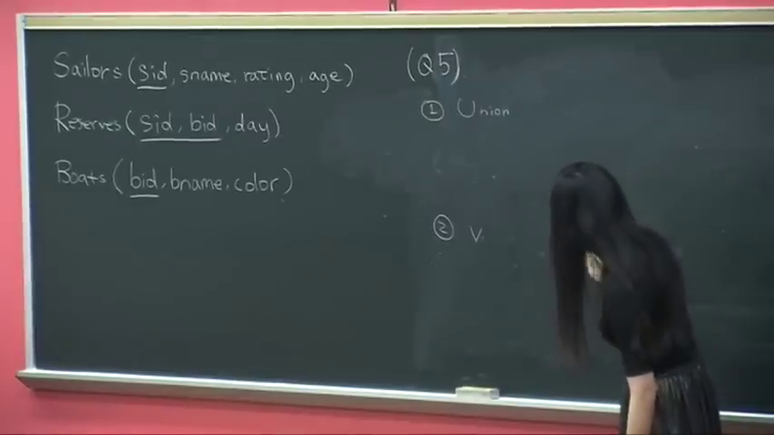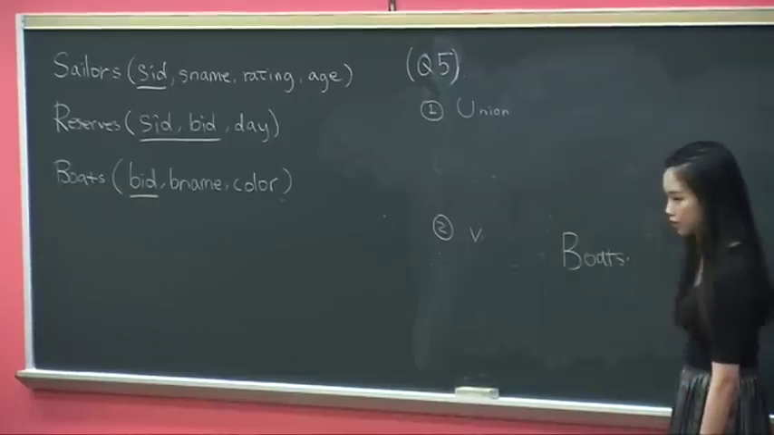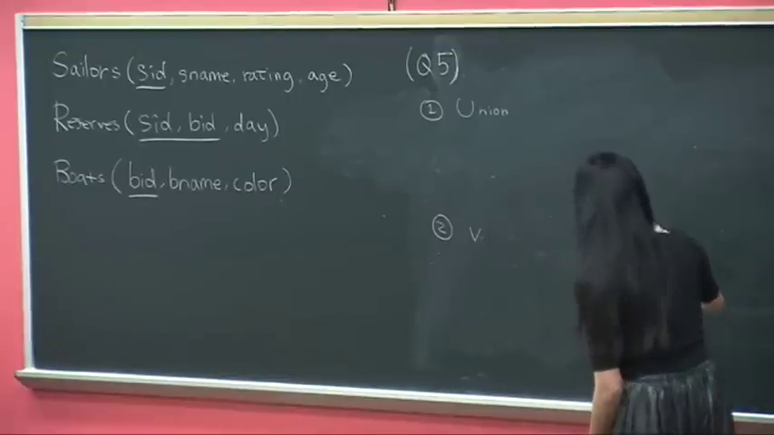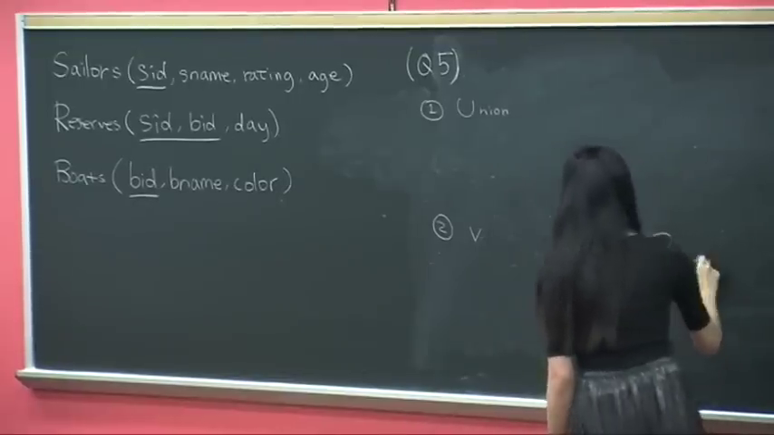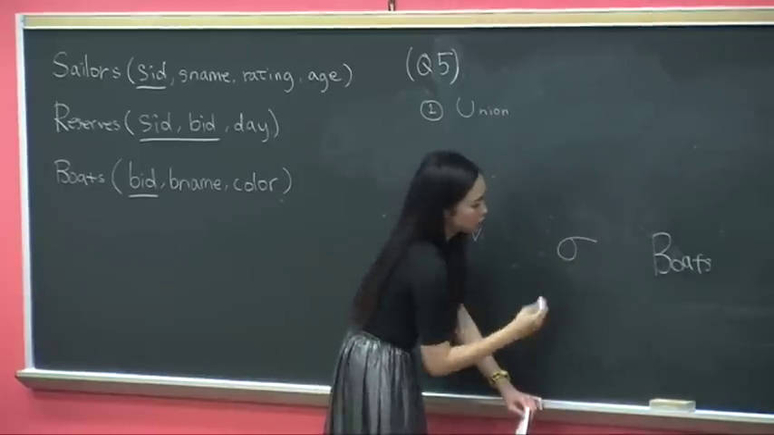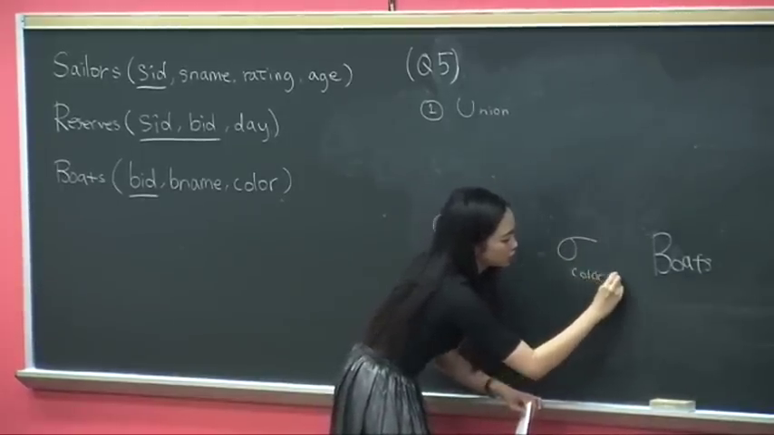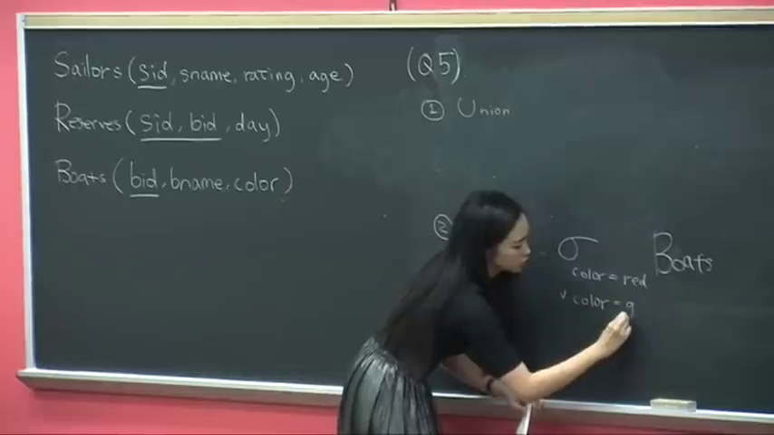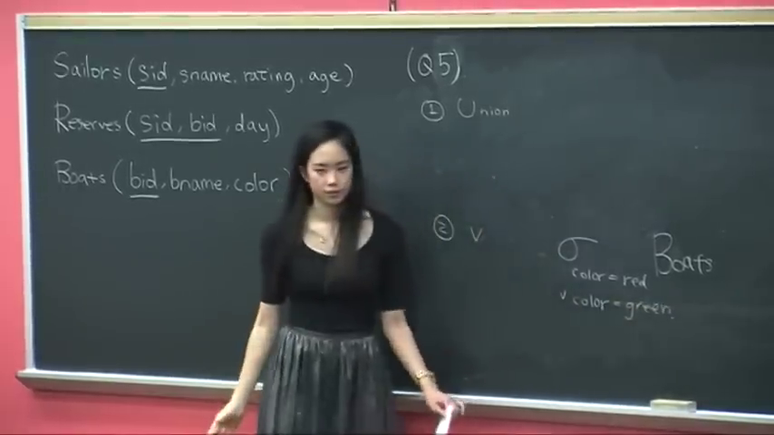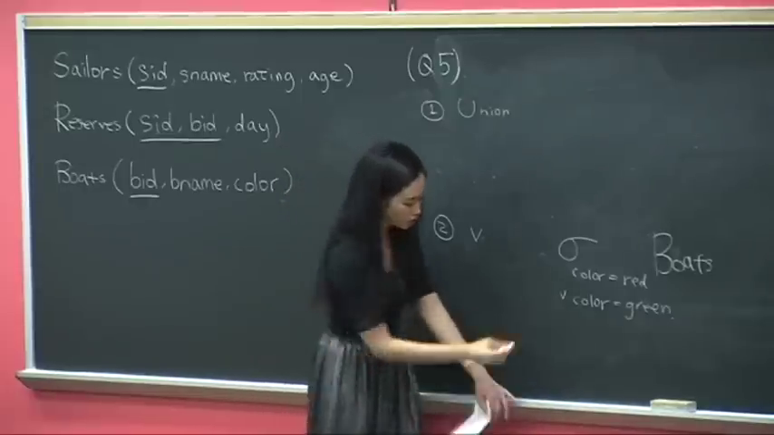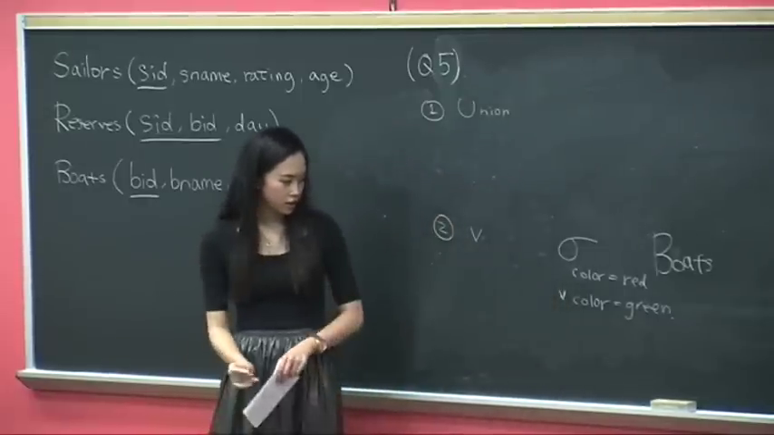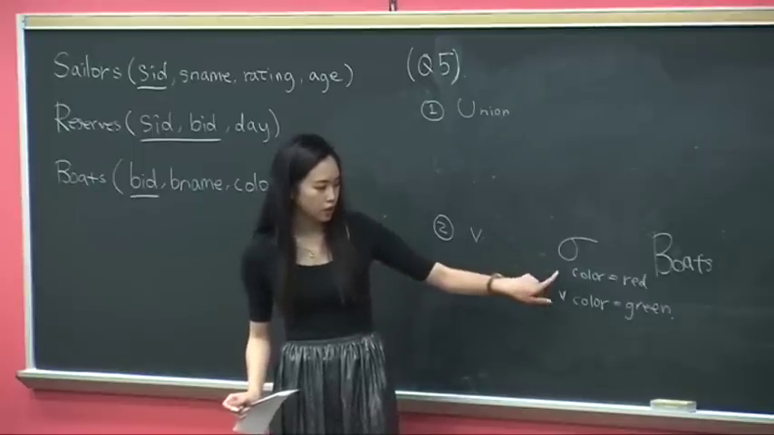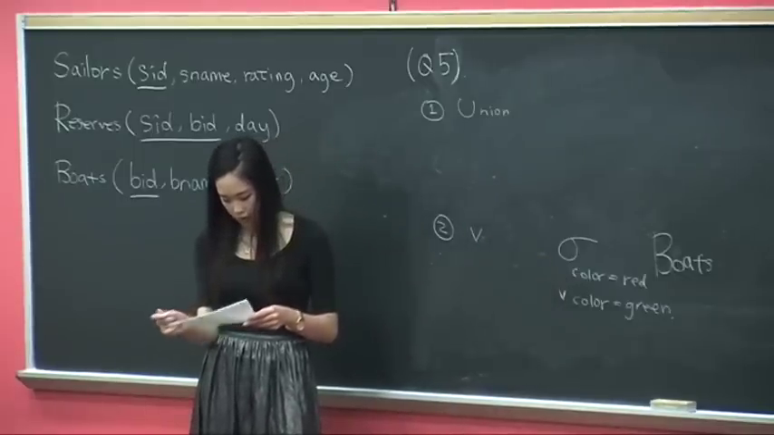So you would do boats, selection. Okay. Boats. Do a selection. So color equals red or color equals green. Okay? So by using this or right there in the condition, we combine two Boolean terms and we get the boats that are either red or green. Right? That's the first step.